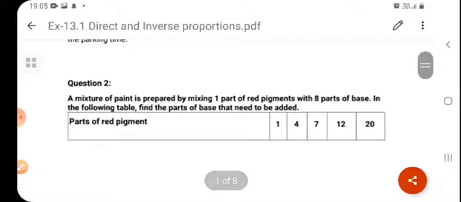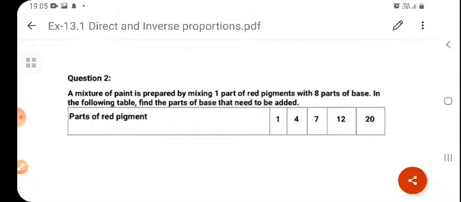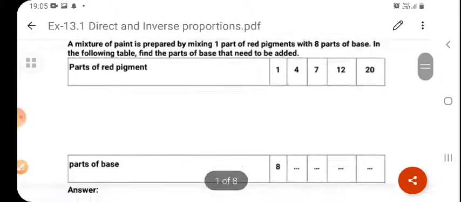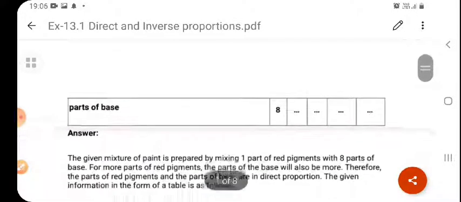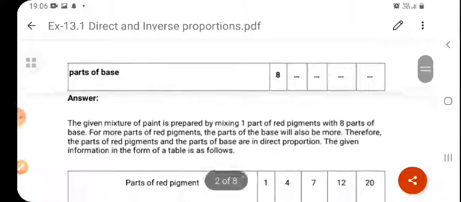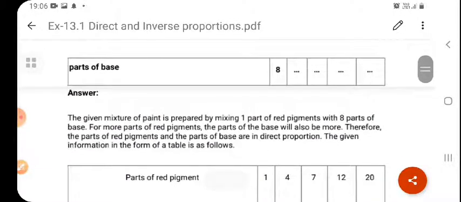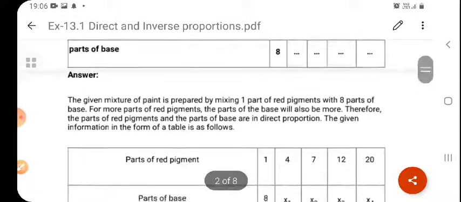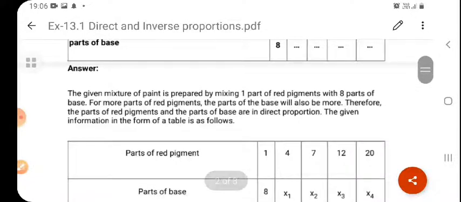Question 2. A mixture of paint is prepared by mixing one part of red pigments with 8 parts of base. In the following table, find the parts of the base that need to be added. Parts of red pigments are given in the first row: 1, 4, 7, 12 and 20, and parts of base are 8. So the given mixture of paint is prepared by mixing one part of red pigment with 8 parts of base. For more parts of red pigment, the parts of the base will also be more.